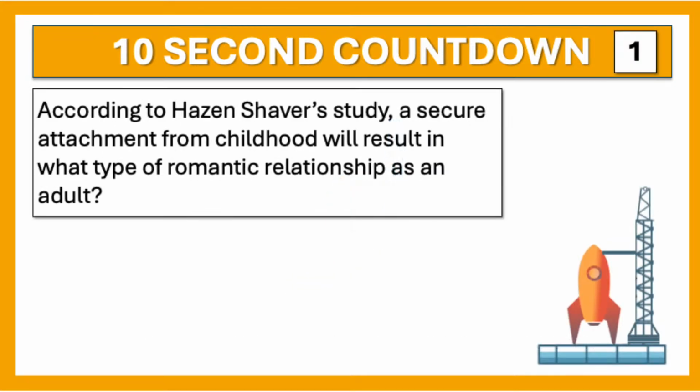So we have a look at the first question. The timer won't start until we've read it out. According to Hazan and Shaver's study, a secure attachment from childhood will result in what type of romantic relationship as an adult? We're not necessarily looking for specific words here. We're looking at some ideas, any percentages, any facts, any figures, anything you know about this, pop it in the chat box. Off you go.